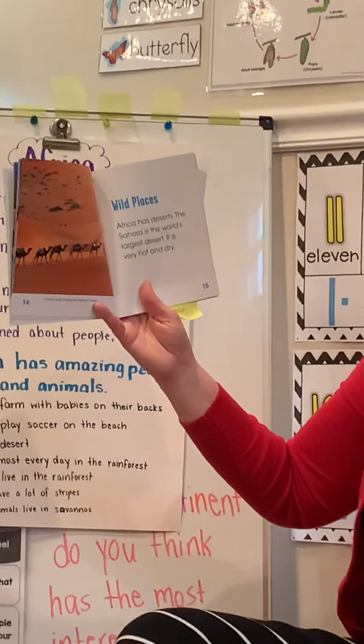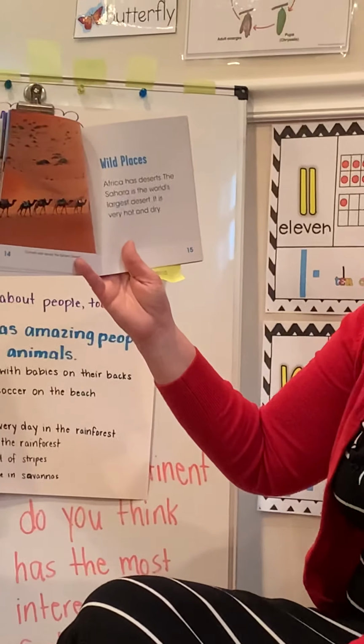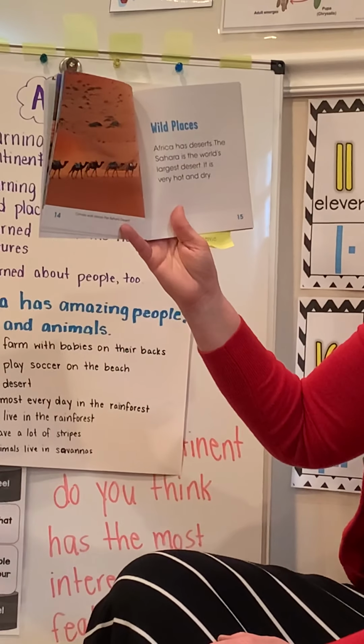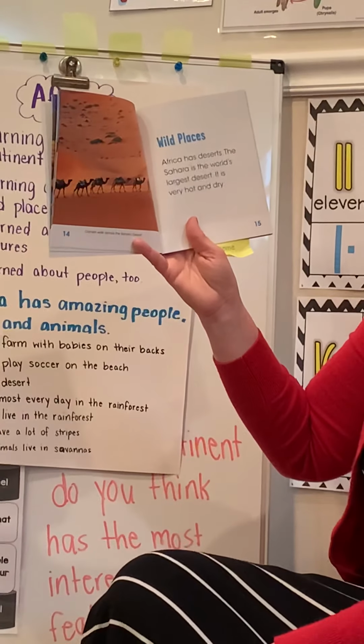Wild places. Africa has deserts. The Sahara is the world's largest desert. It is very hot and dry. Here, camels walk across the Sahara Desert.